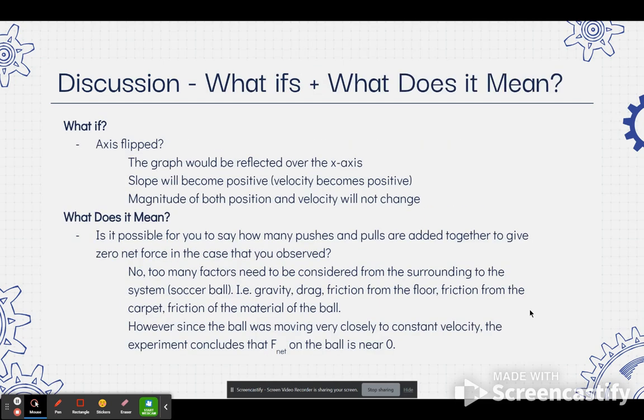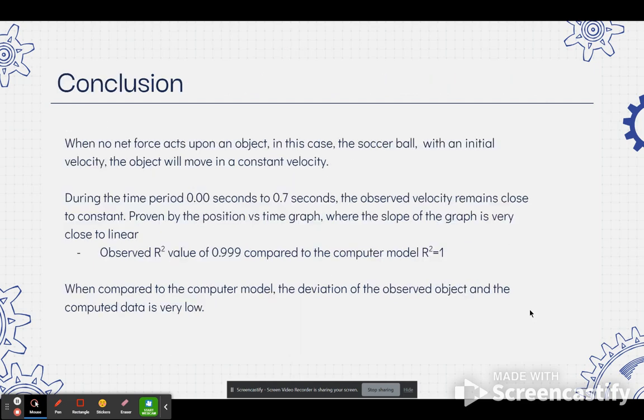And here are some what-ifs, and what does it mean? If we flip the axes, the graph will be reflected over the x-axis, the slope will become positive, but magnitude and position will not change. It's not possible for us to say how many pushes and pulls there are from the surroundings because there are just too many things to consider, like gravity and drag. However, since the ball is moving very close to constant velocity, the experiment concludes that net force is near zero.